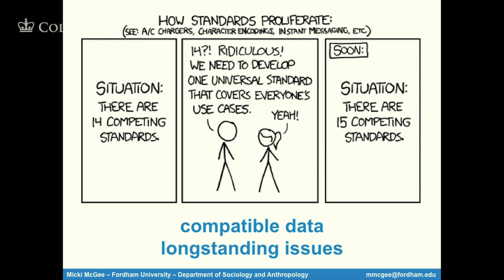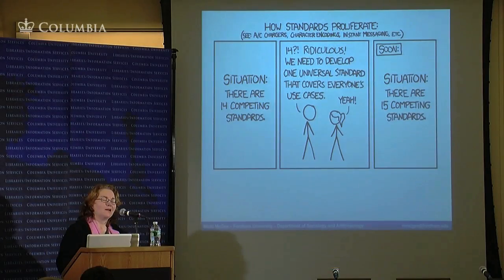Now, we are aware of the problem. And some of you are familiar with this cartoon, right? You know this cartoon. Situation, there are 14 competing standards. Oh, that's ridiculous. We need to develop one universal standard that covers everyone's use cases. And then, of course, the next thing you have are 15 competing standards. We don't want to go down that road. We've been advised about that. We want to skip that road.